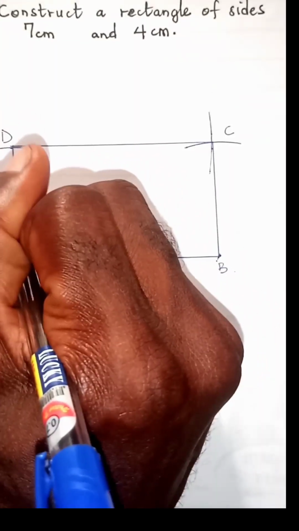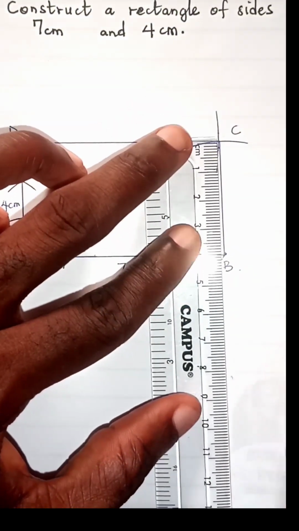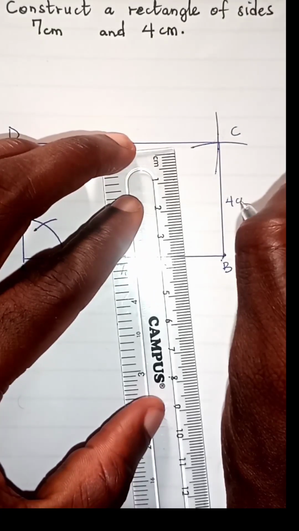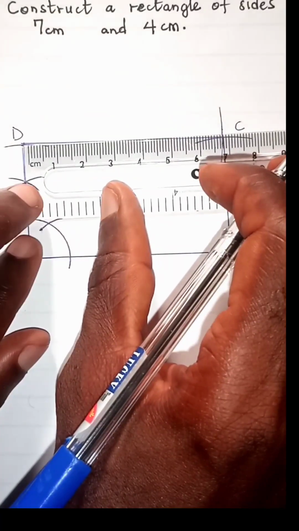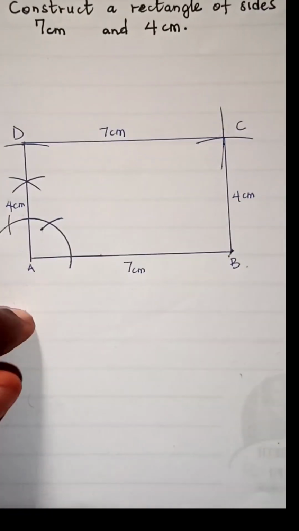Finally, measure BC to confirm that it is indeed 4 centimeters, because opposite sides of your rectangle must be equal. Then measure CD, that is also 7 centimeters.